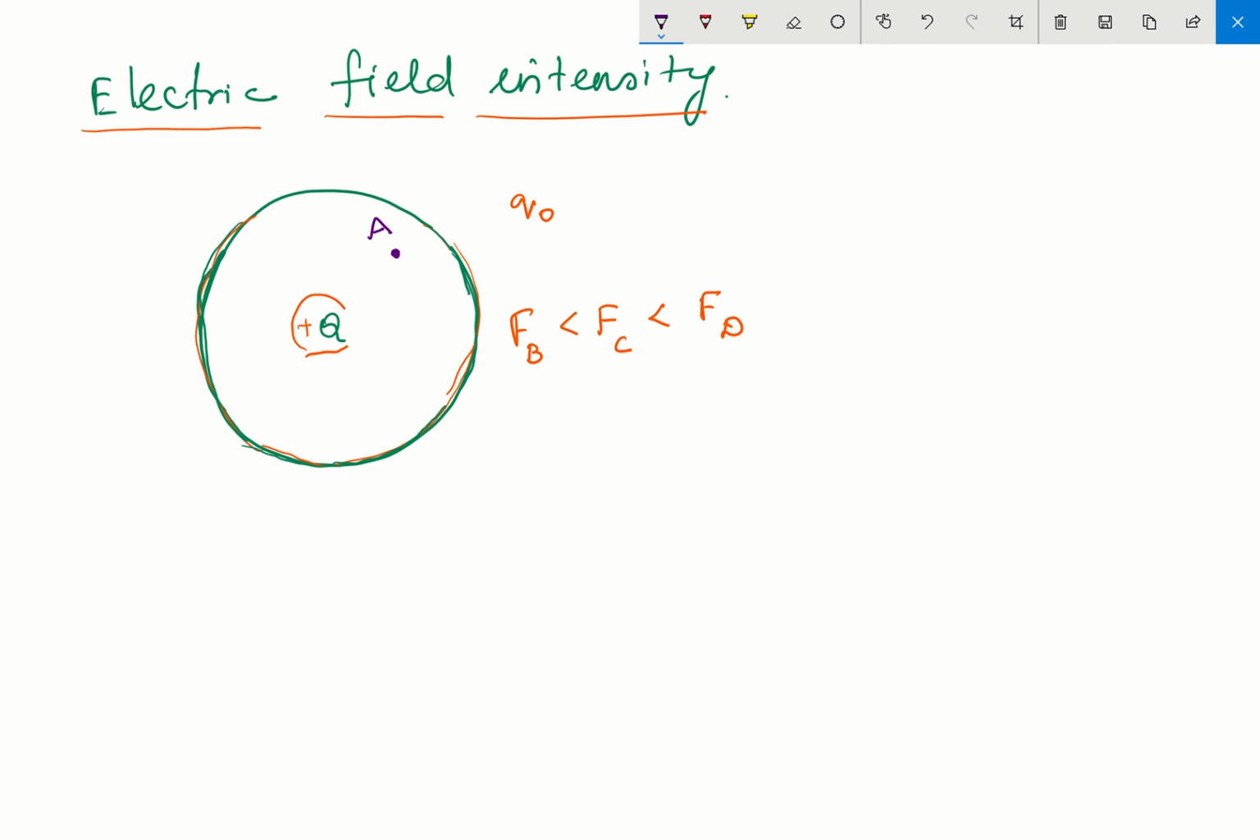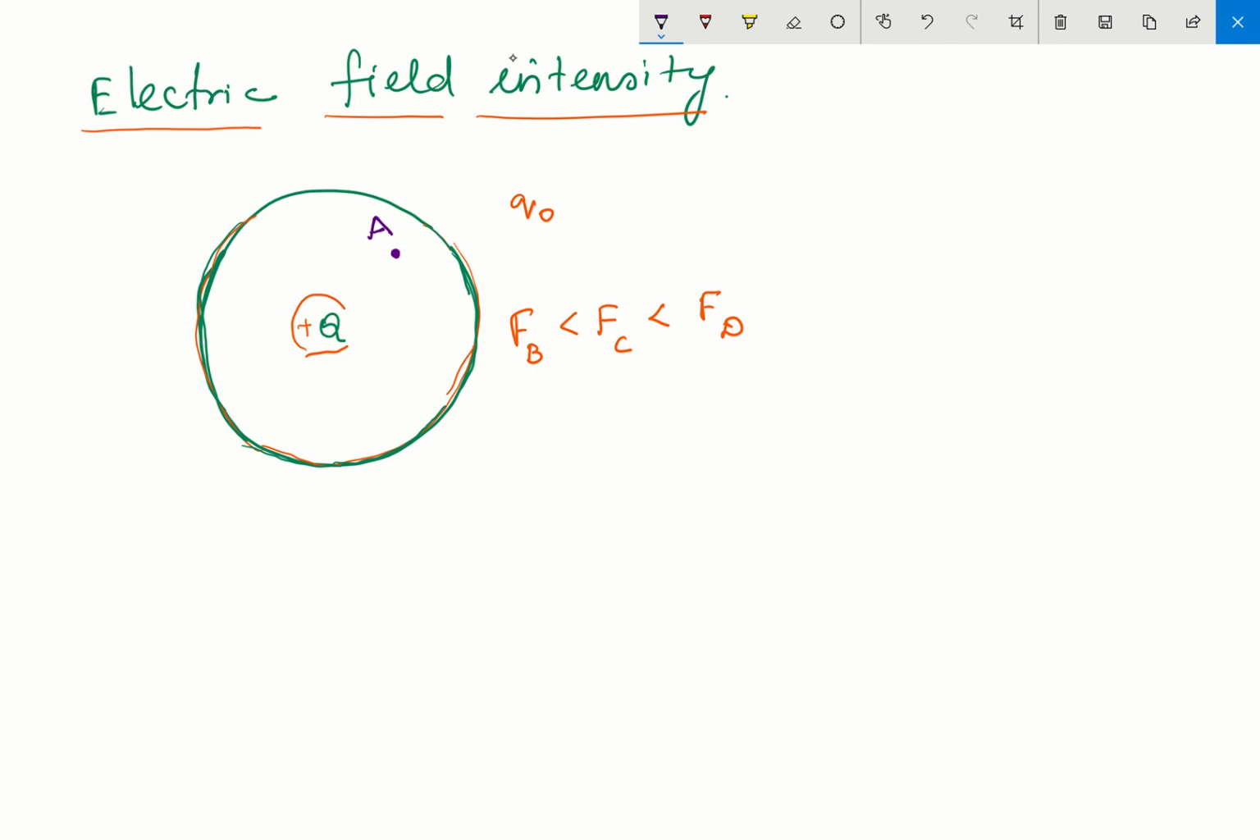Because I told you strength is different at different points, electric field intensity, which is nothing but the strength of the electric field, will also be different at different points. So I want to find out the electric field intensity at this point. Therefore, what should I do? By definition, first I'll tell you, electric field intensity at any point in an electric field produced by any source charge is defined as, what is that?